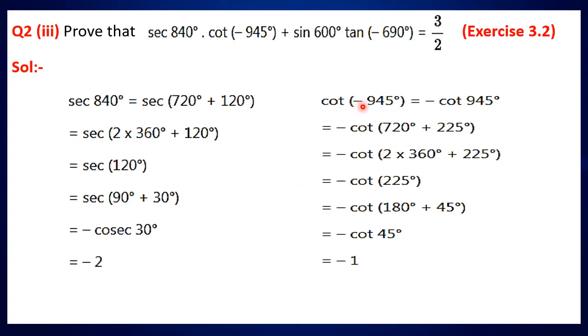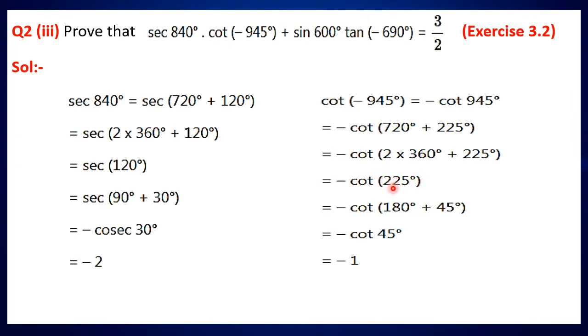Next one, cot minus 945 degree. Cot minus theta is minus cot theta. So minus cot 720 plus 225. First we can write this way. And after the simplification, again we will write as the multiple of 90 degree. So first 720, and we know it is the even multiple of 360 degrees. So the same function will come. And as it is not the acute angle, we don't consider the sign. So here this minus sign is which is obtained in the first step only. So minus cot 225 degree.